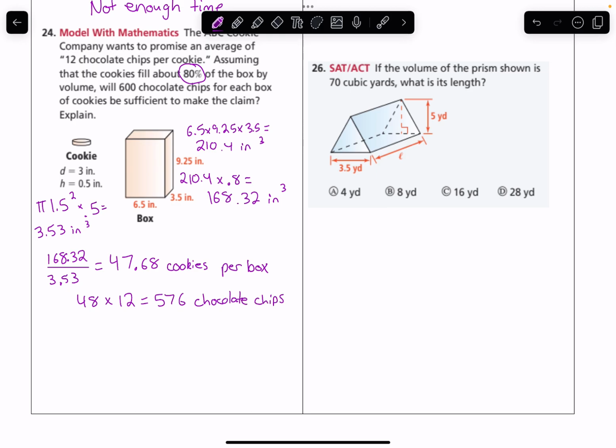And since we were wondering if 600 chocolate chips would be enough, yeah, because 576 chocolate chips would make an average of 12 chocolate chips per cookie. So yes, 600 chocolate chips will be enough.